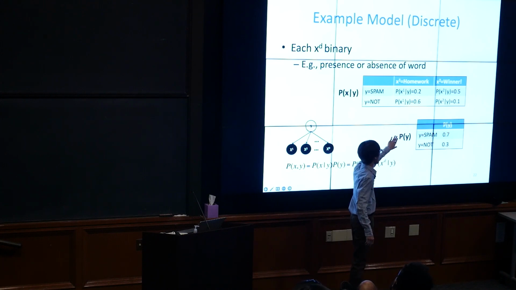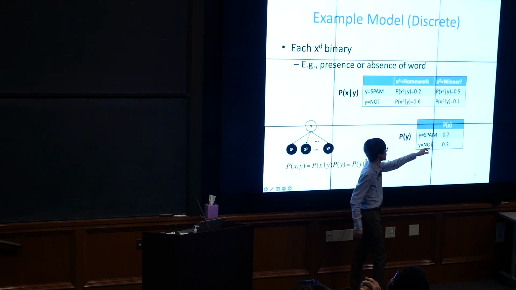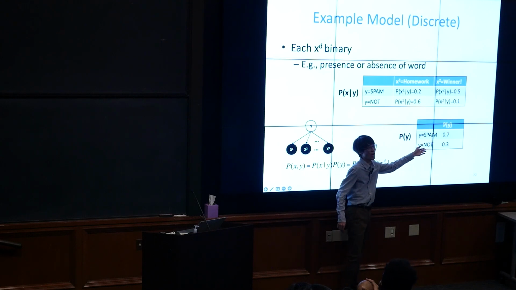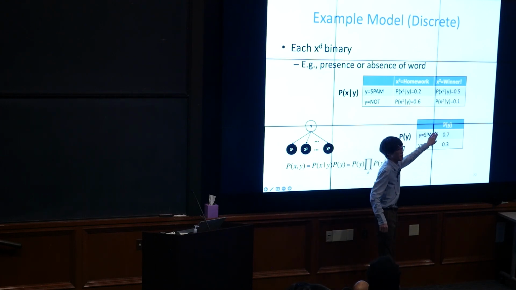And then we also have just p of y. In our data set, the probability that y is spam is 0.7, and the probability that y is not spam is 0.3. I don't know why they put not here. I like spam or ham because that rhymes. But anyways, spam or not, 0.7 and 0.3.